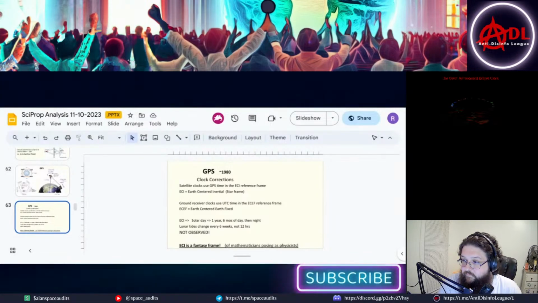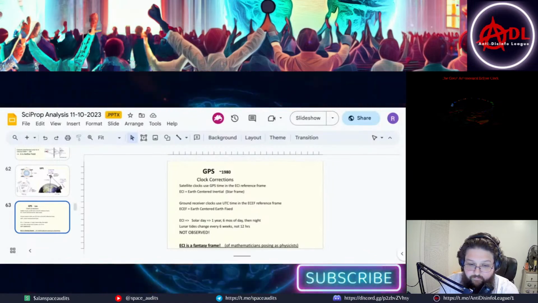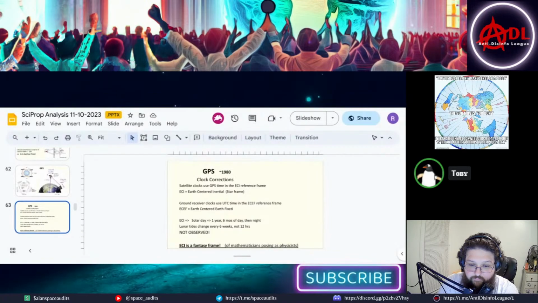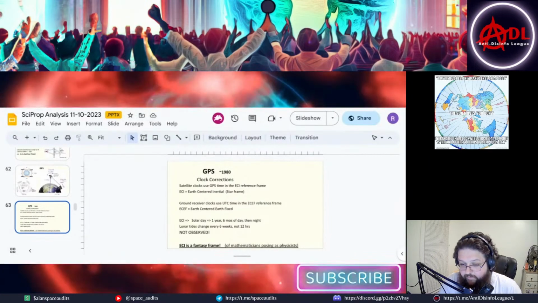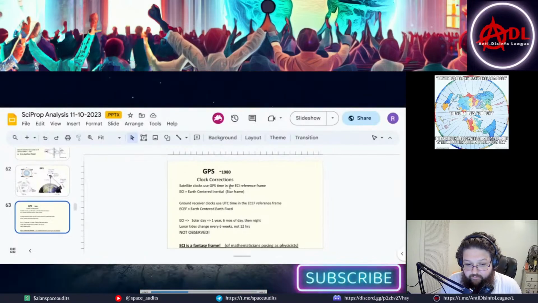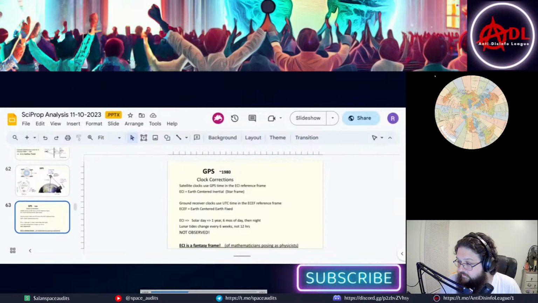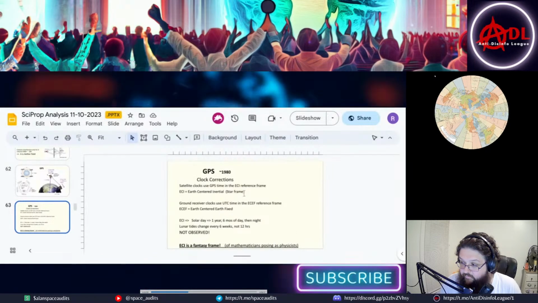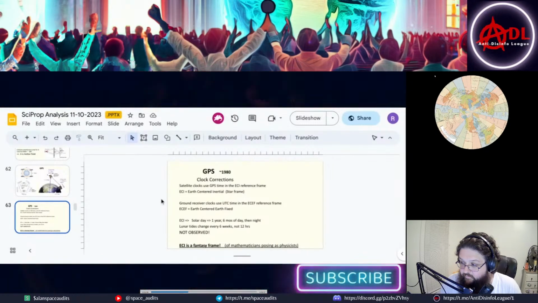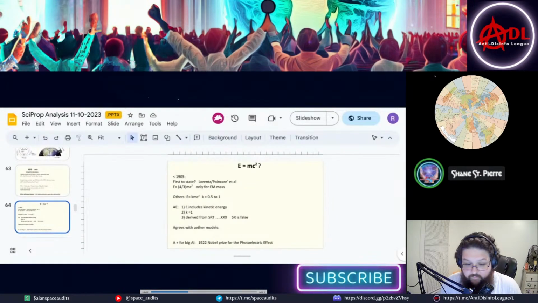And the reason they have to do this is that by using this frame, you're using a frame in which ether speed is 0, and therefore the speed of light is c, not c plus v. So ECI is a fantasy frame. It is used by mathematicians who think they are physicists, but it doesn't correspond to reality. The ECI frame that is used for GPS calculations is not the frame of reference that we use in order to do ordinary physics. In other words, not the lab frame.